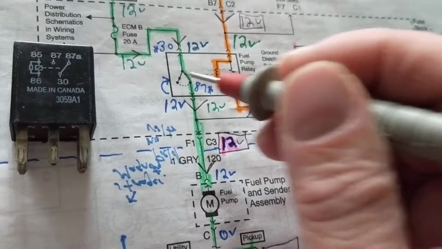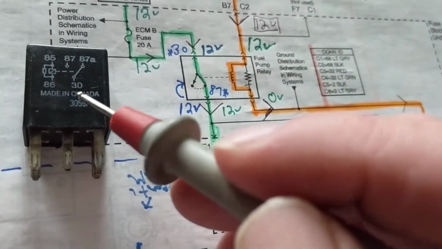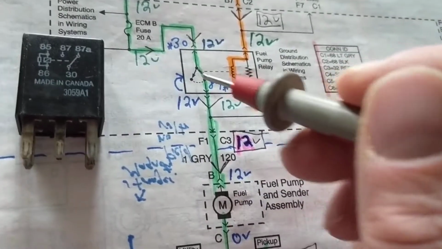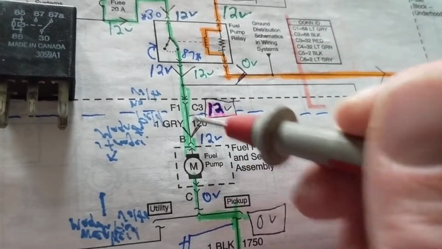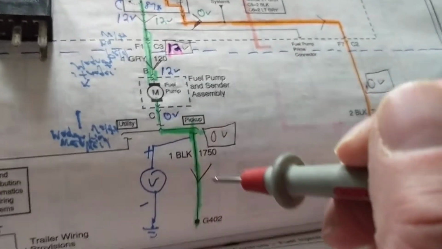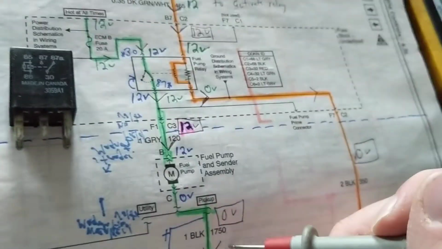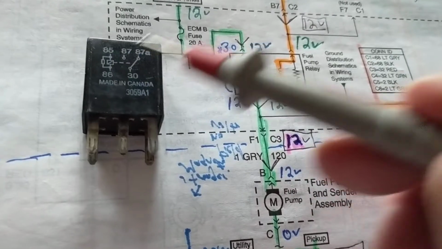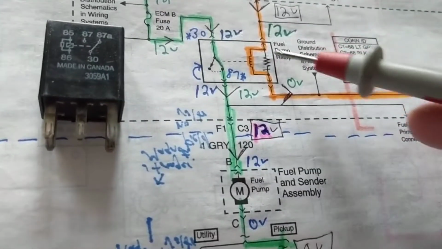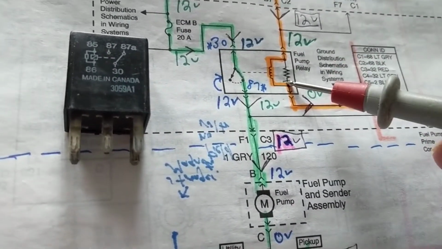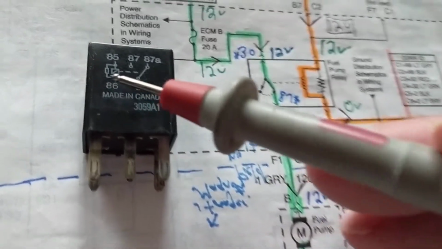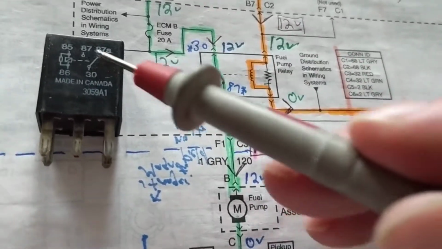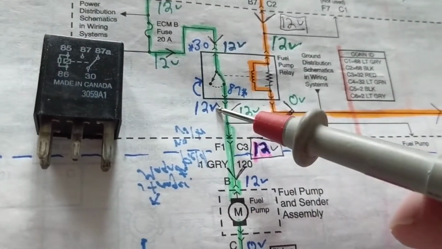Therefore, when this is connected, then I have 12 volts here. Very important, 12 volts over here. And now I go to the fuel pump, 12 volts. Now I have current flowing from here to ground. Okay, so this is the coil. 85 and 86 is here. This is the coil part with a little resistor here. I don't know if you can see it over here. But anyway, this part is this part.